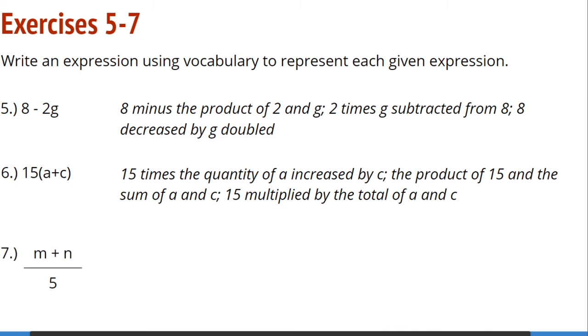All right, take a look at 7. Don't forget, pause the video, give them a try before you watch what I'm doing.